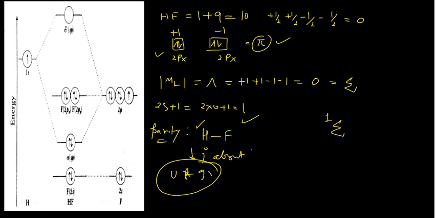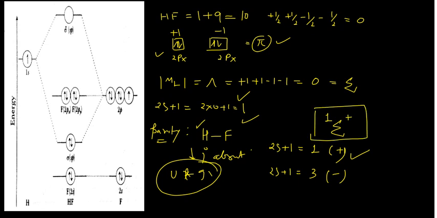So I already told you, when 2S plus 1 equals 1, then you will put the plus sign over there. And whenever 2S plus 1 equals 3, then you will put the minus sign here. But in this case 2S plus 1 equals 1, that means you have to put the plus sign. So this is plus. So this is the molecular term symbol of the HF molecule, 1 sigma plus.